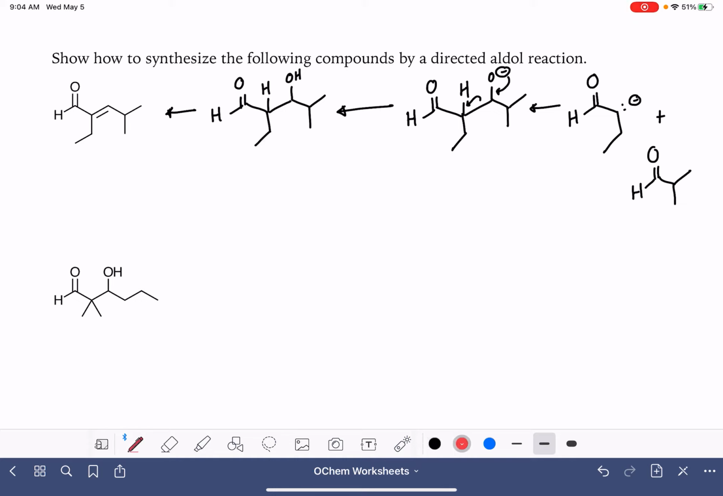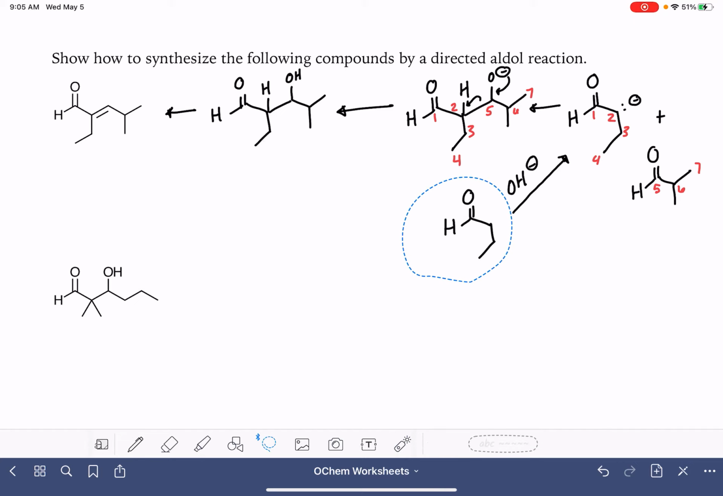Let me put some numbers on these carbons just to make them a little bit easier to see. 1, 2, 3, 4, 5, 6, 7. Here is 1, 2, 3, 4, and here is 5, 6, 7. This right here is just OH minus reacting with this aldehyde to give us the enolate, and also this step right here, a little bit of OH minus to give us the last product.